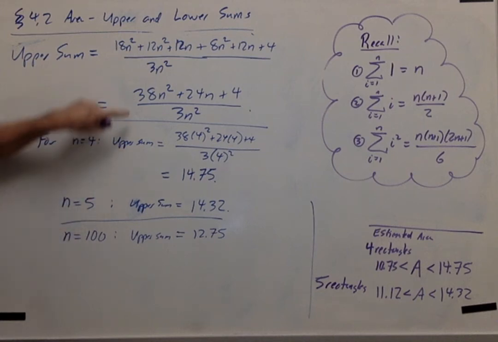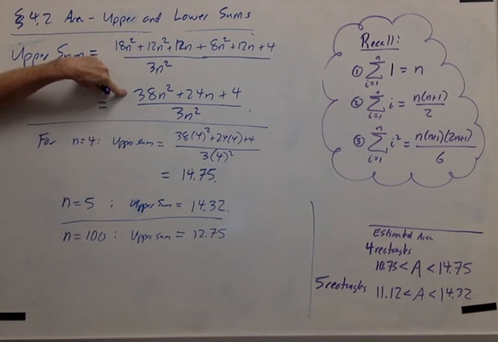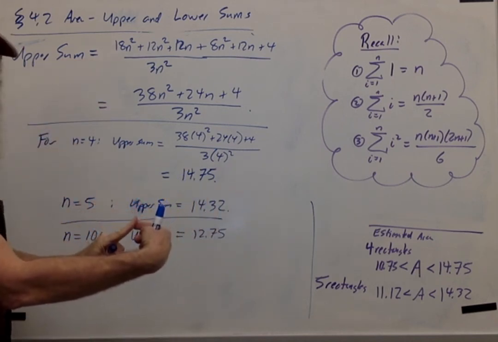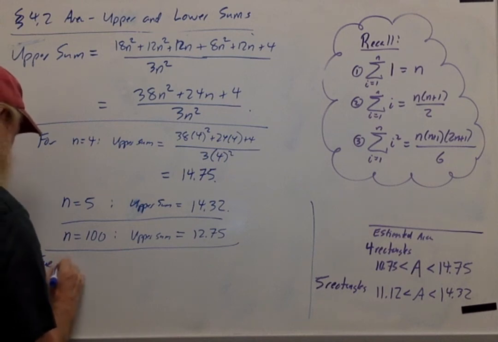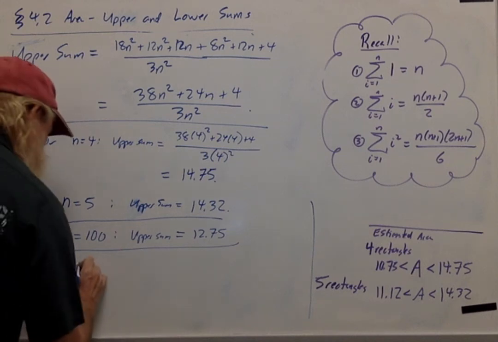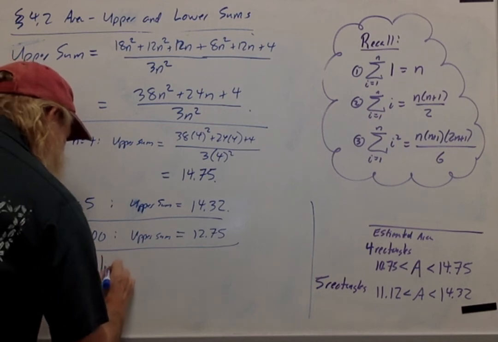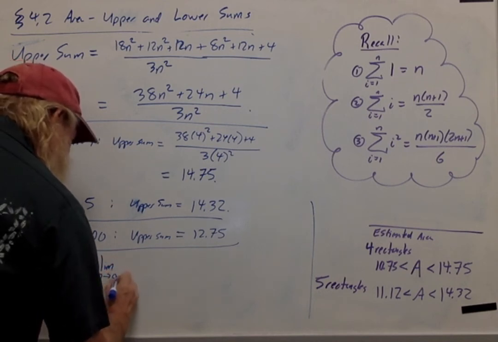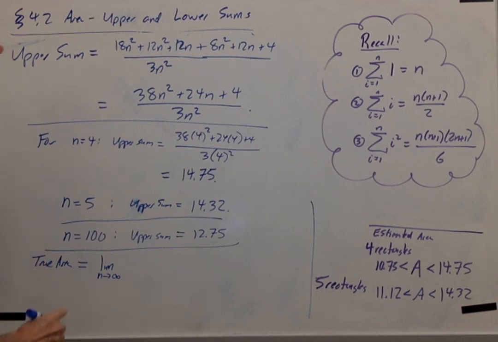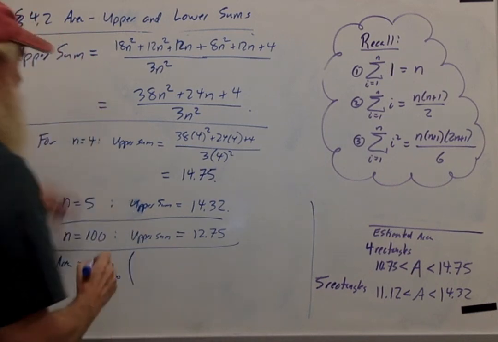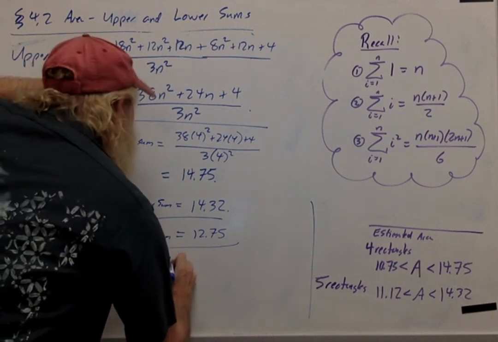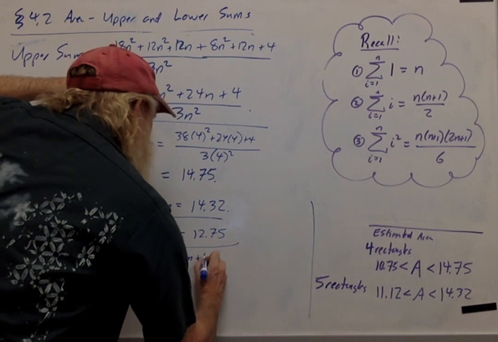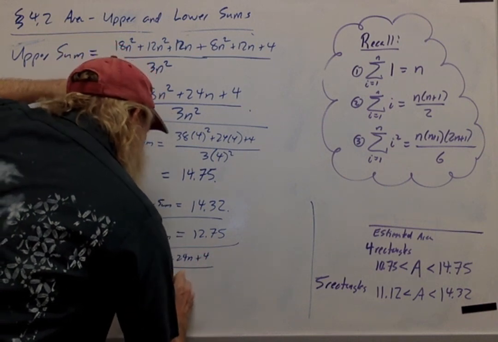So if you were to take this expression and let n go to infinity, then that should give us that point where the upper sums and the lower sums meet. So the true area under the curve should be equal to the limit as n goes to infinity of the upper sum. And you should get exactly the same limit for the lower sum. Well, here's the formula for the upper sum: 38n squared plus 24n plus 4, all divided by 3n squared.